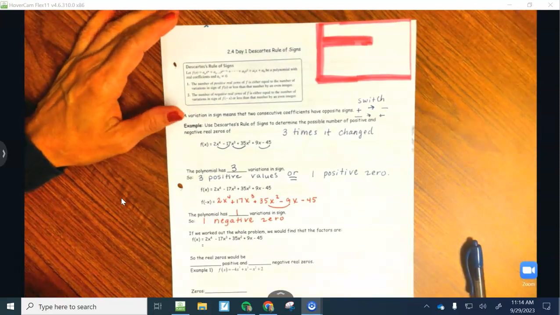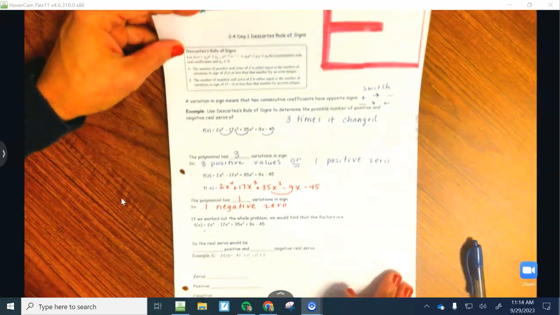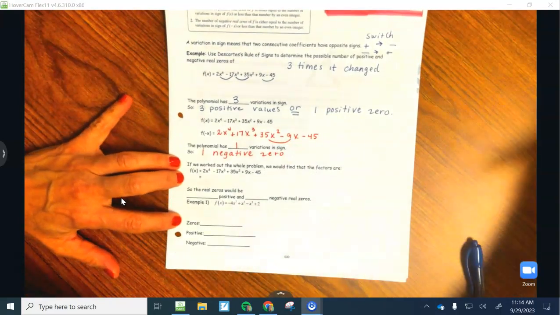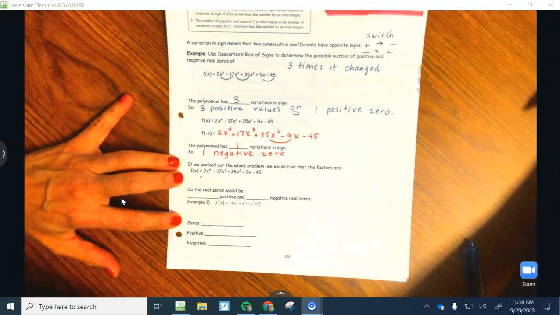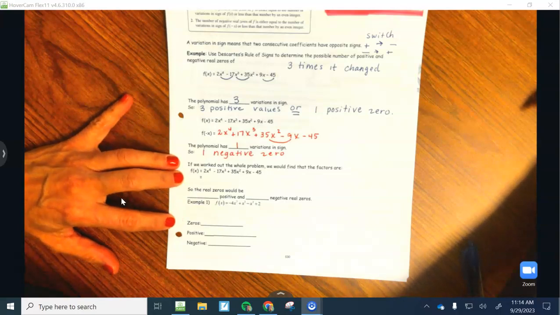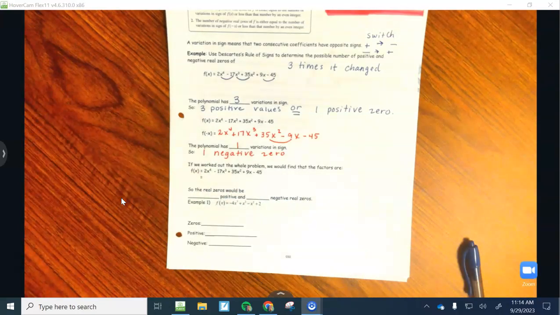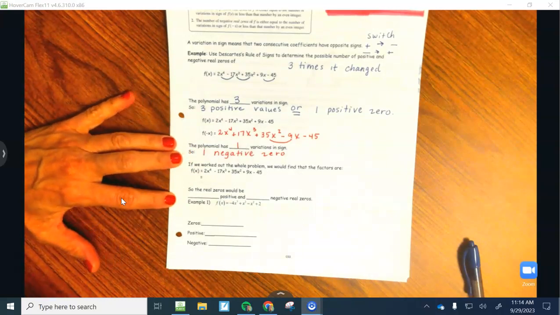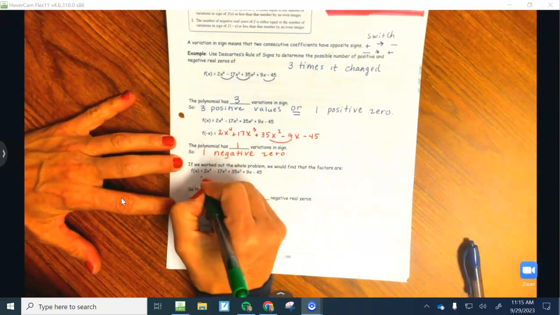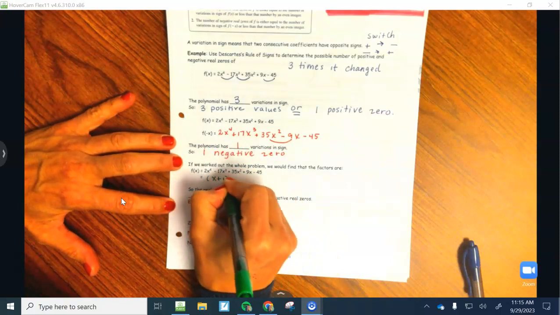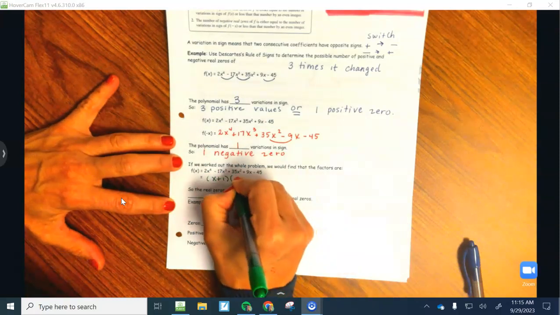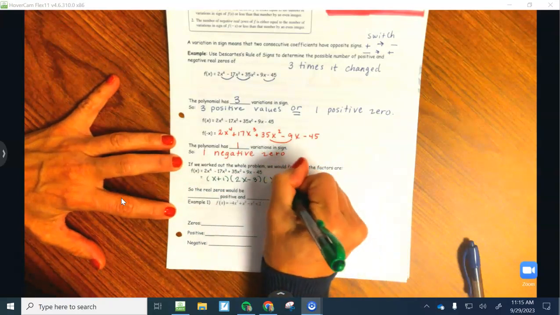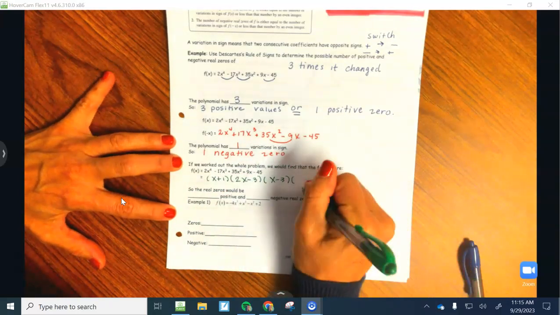So let's go ahead and look at this next value down here, this next step. If we worked out the whole problem, you would find the factors are, I'm just going to show this. Let's just pretend I magically factored this, and here's what the factors are going to turn into. They are going to turn into x plus 1, 2x minus 3, x minus 3, and x minus 5.